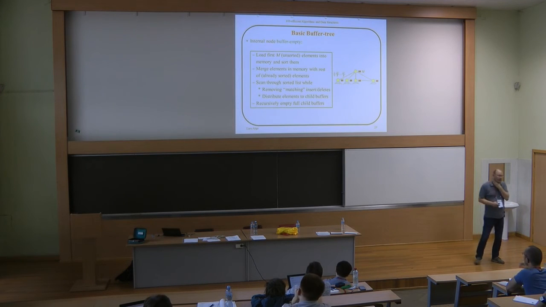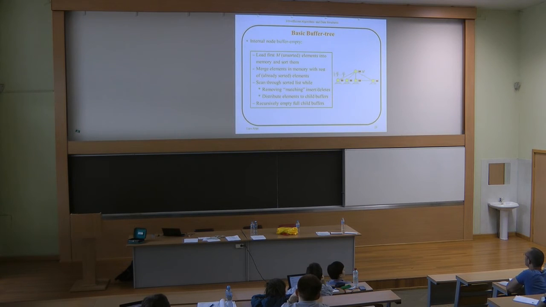Here's the internal nodes. This is basically what I said already. All right, if this buffer here is full, it contains M elements. It could contain more than M, but if it does, they're all sorted except for the first M. I load these first M that are not sorted into main memory and I sort them. Then I merge them with the other ones out there that are sorted already.